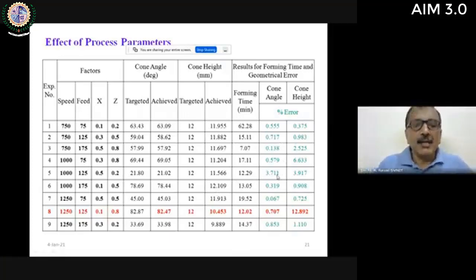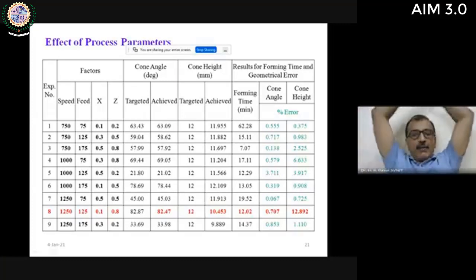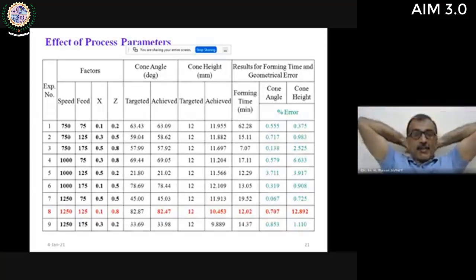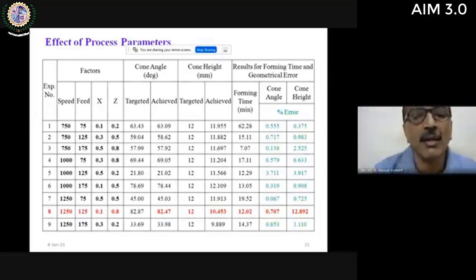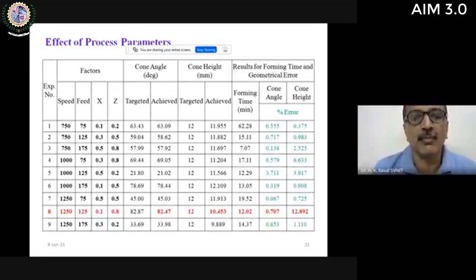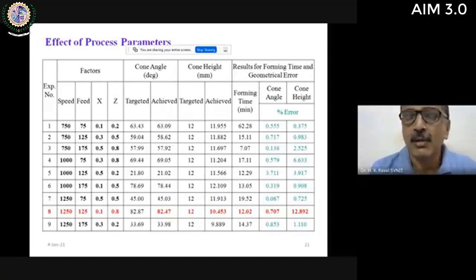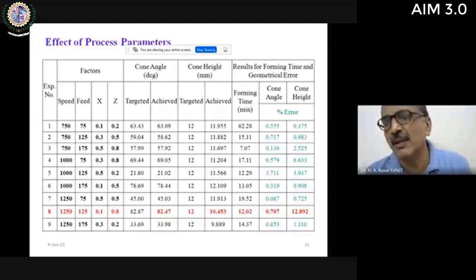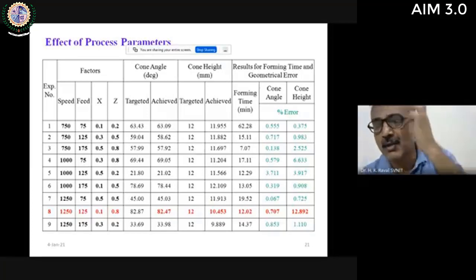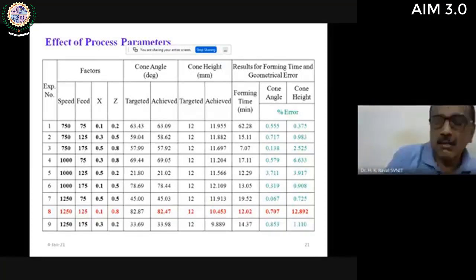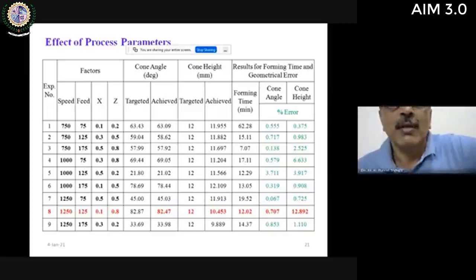We can notice that the value of Z, which is 0.8, is not visible when the speed is high and the feed is moderate, which is shown in red color. Otherwise, all the other 8 samples could be generated, and the error was reasonably low, because the target angle and the achieved angles are in close agreement, except in 1 or 2 cases where there is a little more error. But successfully, we could form this component of a cone shape.